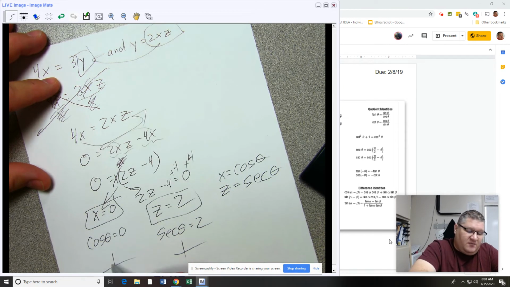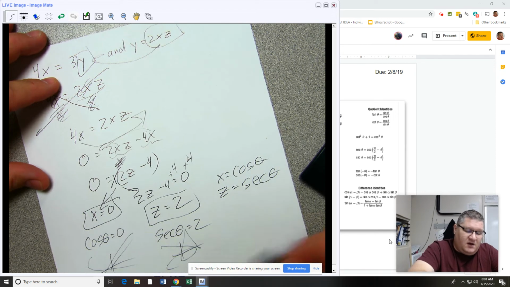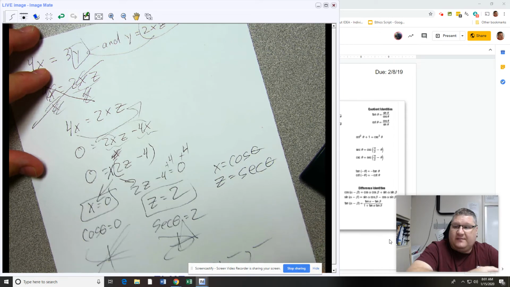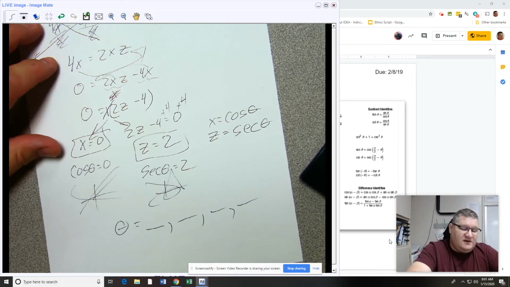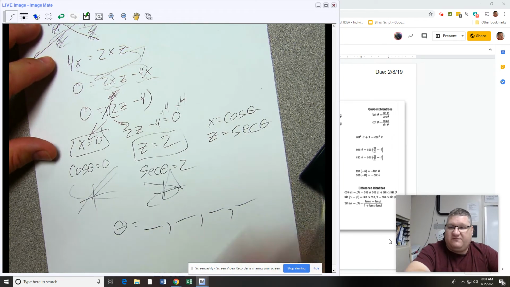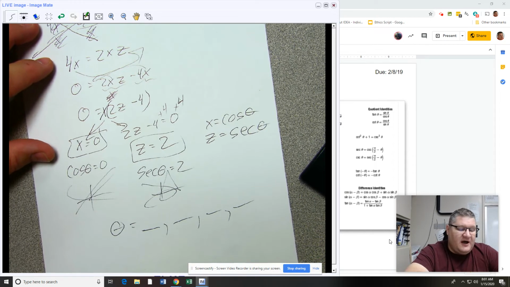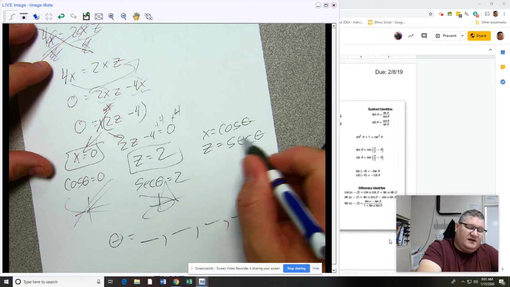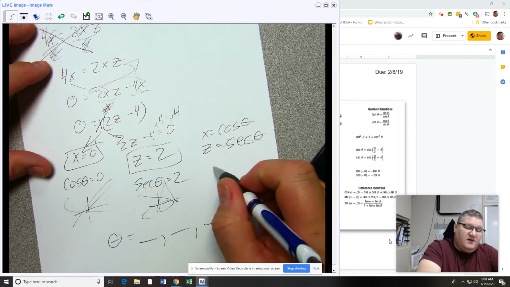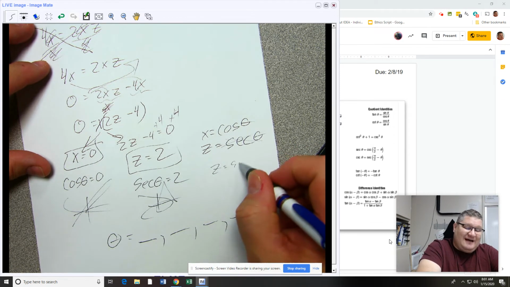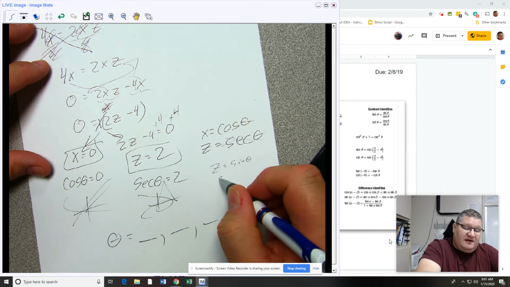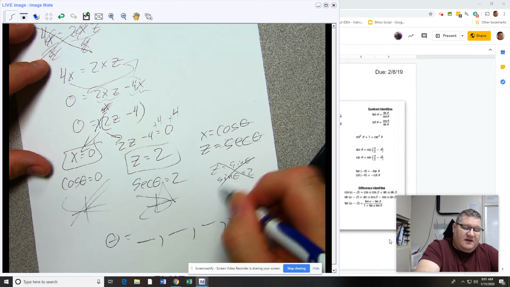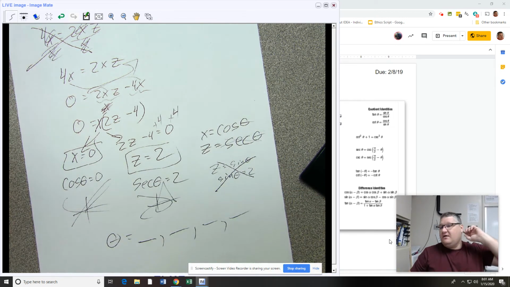Draw the picture, and so on. Theta equals blank, comma, blank, comma, blank, comma, blank, up to 4 different things. Now, it may only be 2, it may be 3, it may be 4, who knows, but you can fill it out. Now, what if, by the way, z didn't equal secant theta? What if z equaled sine theta? Well, then I would have sine theta equals 2, and that can't be done, so there would be no solution for that piece.